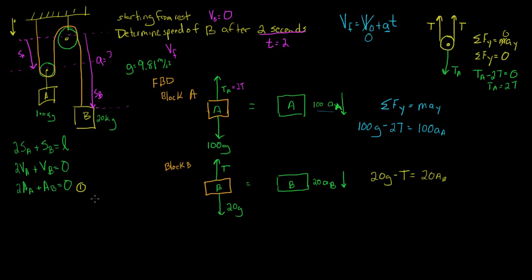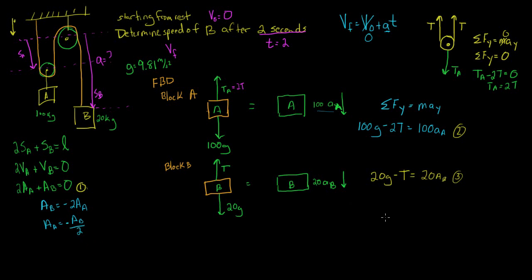So what we can do is use this first equation that relates the acceleration of A to the acceleration of B with these two equations. We'll call these 2 and 3, and we can figure out what our acceleration of B is going to be. If we rearrange this equation, the acceleration of B is equal to minus 2 times the acceleration of A. And the acceleration of A is equal to the negative acceleration of B divided by 2.